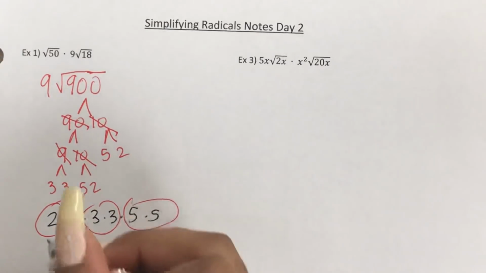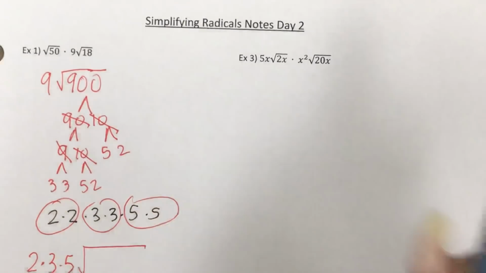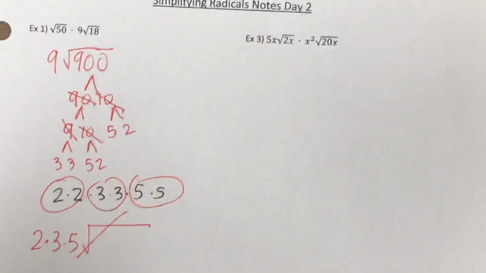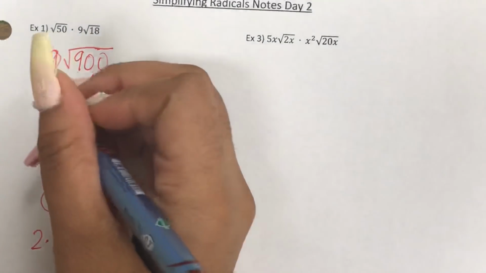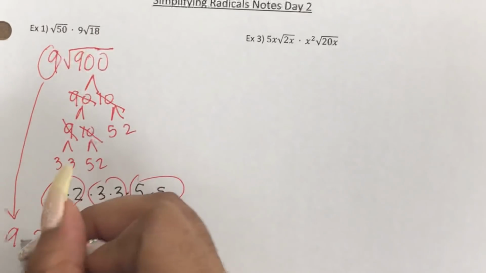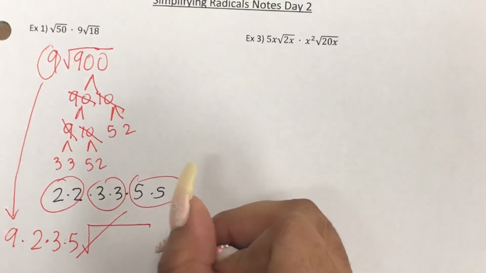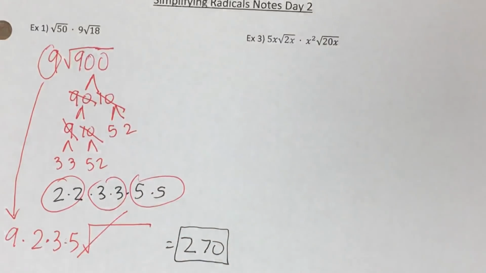So what do you have on the outside? You have one group of 2 times one group of 3 times one group of 5. Do you have anything that did not make it into a group? No, so you don't need that anymore. Now I did have this 9 that was in front of everything, so I have to bring that 9 down and put it in front. So now I'm going to multiply what's on the outside. So 9 times 2 times 3 times 5. Equals 270.